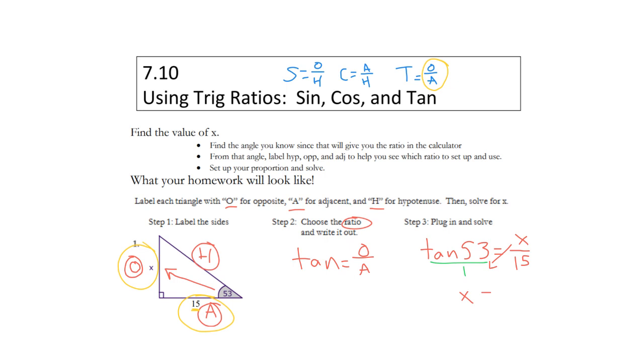X times 1 is x, and the tangent of 53 times 15 is what we're going to find here. So the tangent of 53 on our calculators is 1.327. If you get a negative value, it means your calculator is in radians, so talk to me about that. And then if we multiply by 15, we end up with 19.906 when rounded to the thousandths. So that's what the missing side's length is.